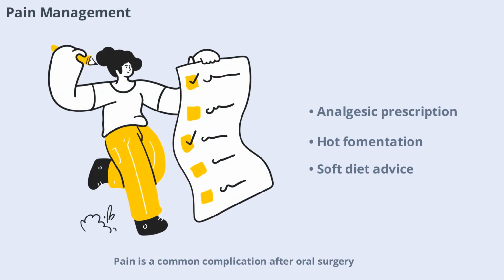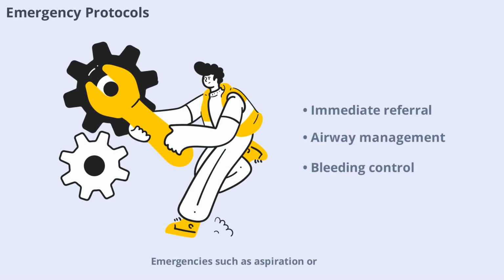Pain is a common complication after oral surgery. Effective pain management includes prescribing analgesics, recommending hot fomentation, and advising a soft diet. For TMJ pain, rest and avoidance of wide mouth opening are important. Surgeons should tailor pain management strategies to each patient's needs, ensuring comfort and promoting healing. Monitoring pain levels and adjusting treatment as necessary helps achieve optimal outcomes. Emergencies such as aspiration or major hemorrhage require immediate action.